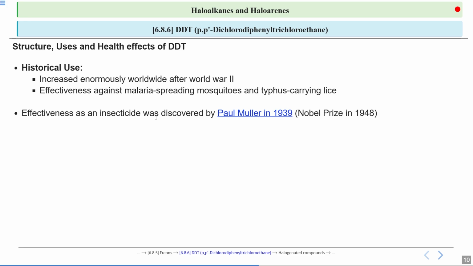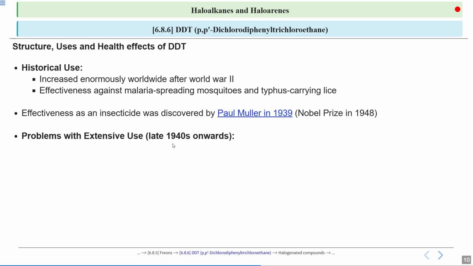Effectiveness as an insecticide was discovered by Paul Muller in 1939, and he also won a Nobel Prize for this in 1948. Okay, so DDT is effective as an insecticide, to kill insects like mosquitoes and lice. This effectiveness of DDT was discovered by the scientist Paul Muller in the year 1939, and he was awarded the Nobel Prize in the year 1948.